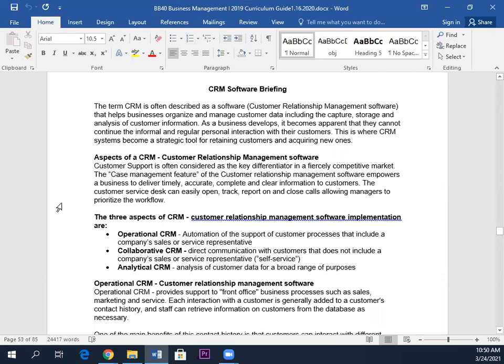The term CRM is often described as customer relationship management software that helps businesses organize and manage customer data, including the capture, storage, and analysis of customer information. As a business develops, it becomes apparent that it cannot continue the informal and regular personal interaction with its customers. This is where CRM systems become a strategic tool for retaining customers and acquiring new ones.